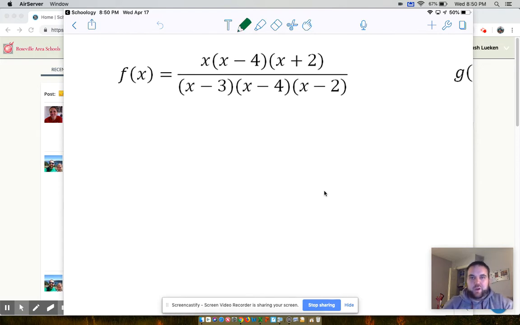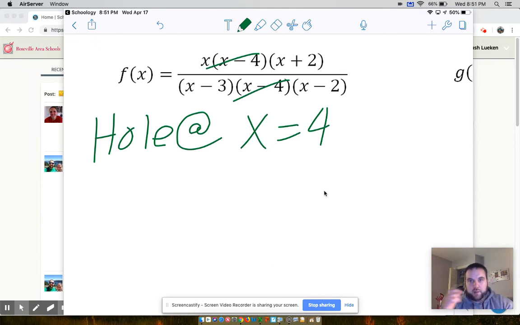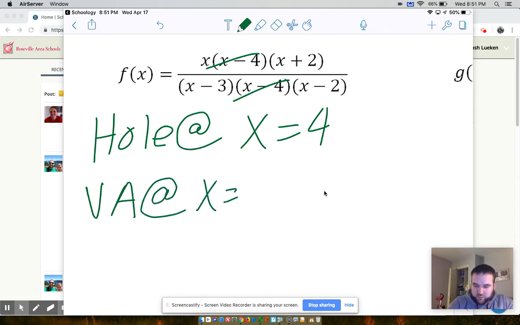You'll notice that this one's already factored out. So I see an x minus 4 in top and bottom, and that's actually the only factor that cancels, which means I only have one hole in that graph, and that is at x equals 4. For graphing purposes, I am going to actually need to plug 4 back in and figure out what the coordinate is, so I'll do that in a minute. I see that the vertical asymptotes are at x equals 3 and x equals 2.